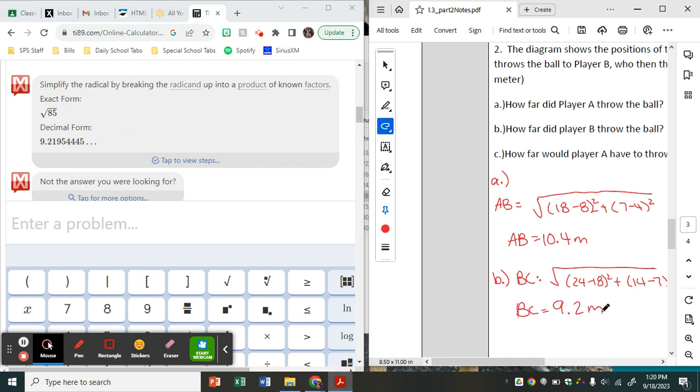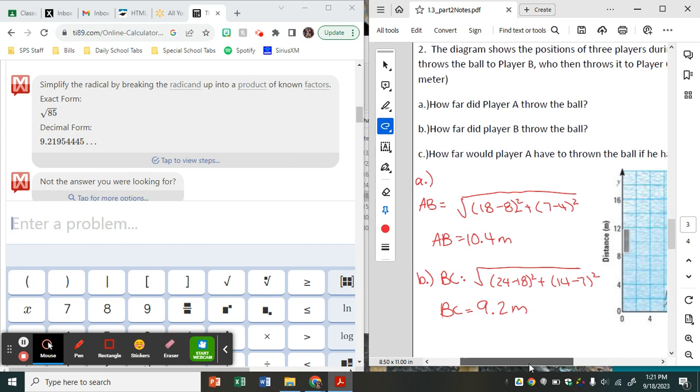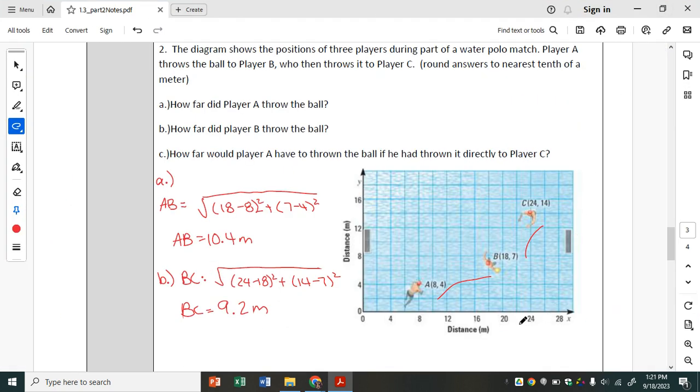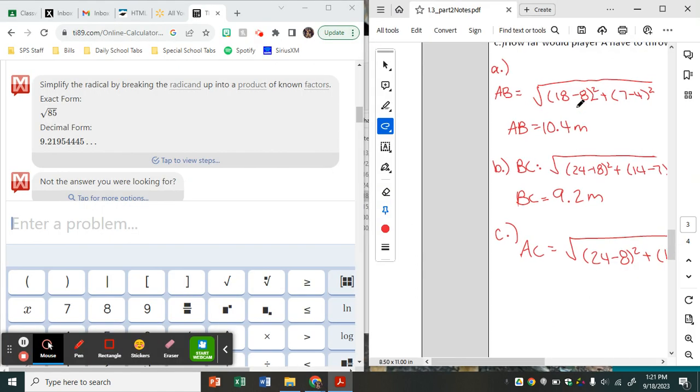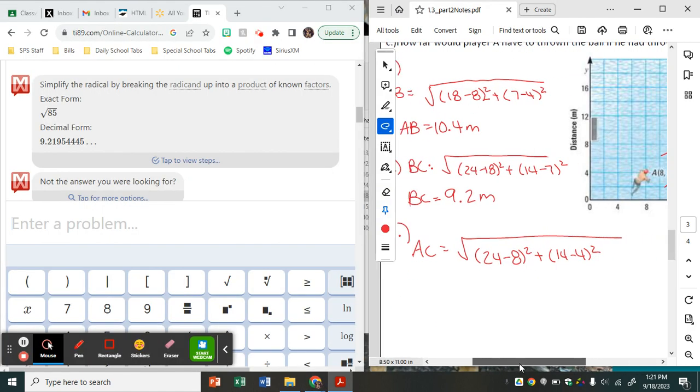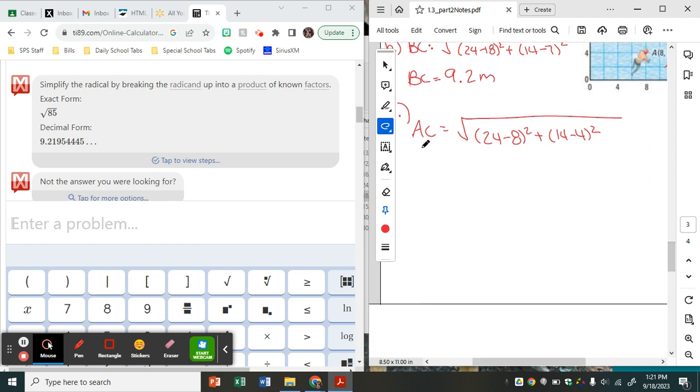So 9.2 meters, and then the last one, how far would player A have to throw the ball if they threw it directly to player C? So that would mean I'm going to find the distance from A to C, so I'm going to take the square root, and I'm going to do 24 minus 8 squared plus 14 minus 4 squared. Okay, that's what I'm going to plug into my calculator. Again, when you need it as a decimal, if you plug all of this in, it's nice and easy. It shoots it right back out at you.